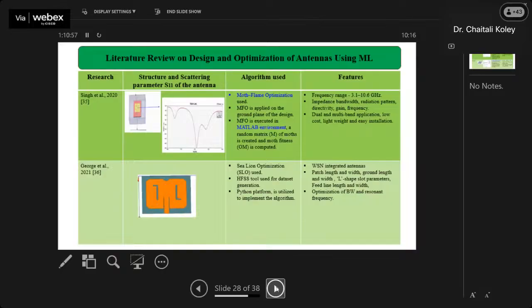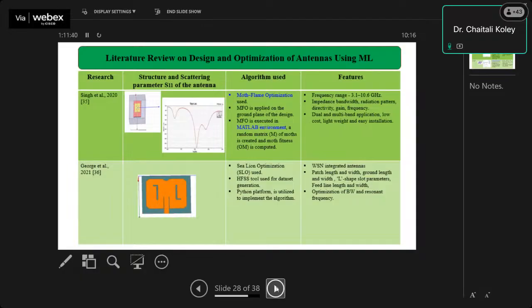They have not fabricated only that. This is based on the simulation result only. So they actually design, they have used the substrate of the liquid crystal polymer, which is having the thickness of 2 millimeter, and they applied that MFO on the ground plane, as I told.